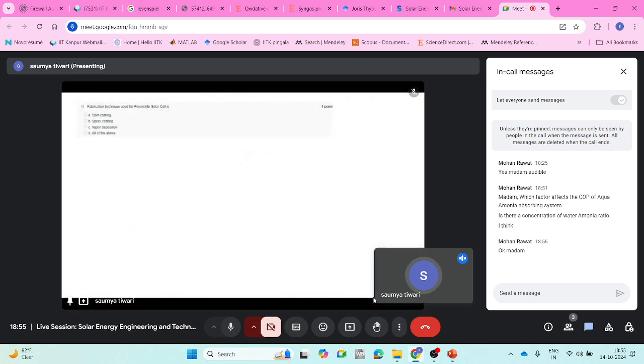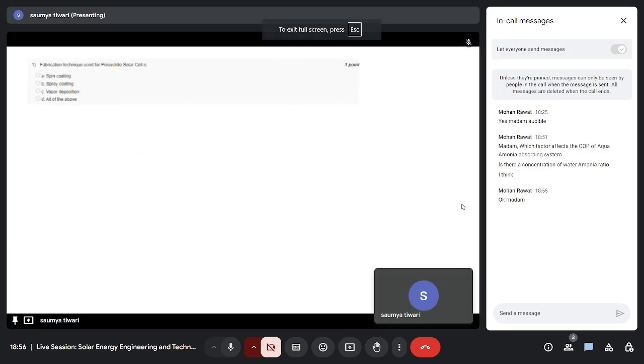First, we'll solve some theoretical problems. I've included three or four theoretical problems, and then we can solve the numerical problem. Okay. So the first question is a theoretical question: what are the fabrication techniques used for perovskite solar cells?